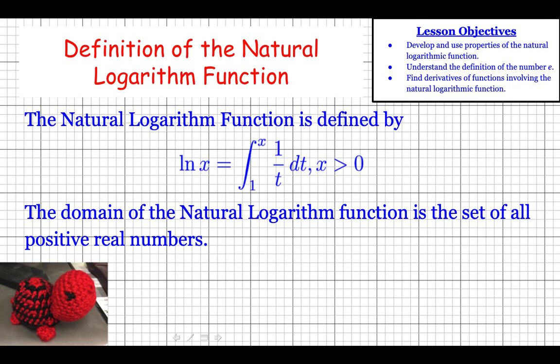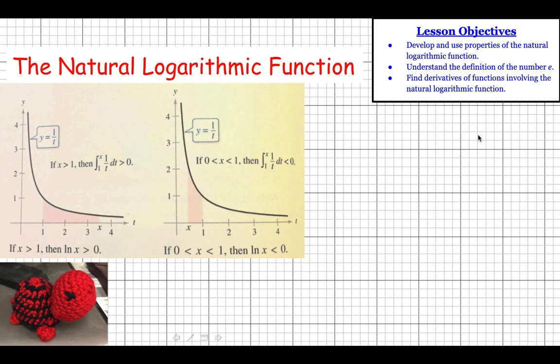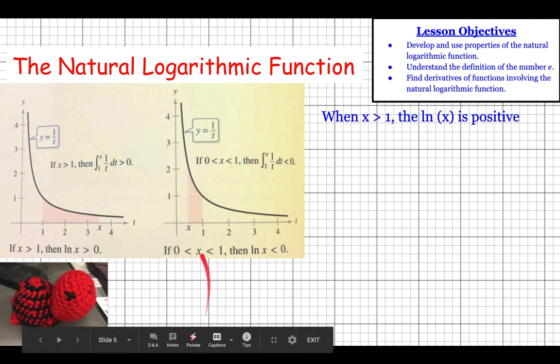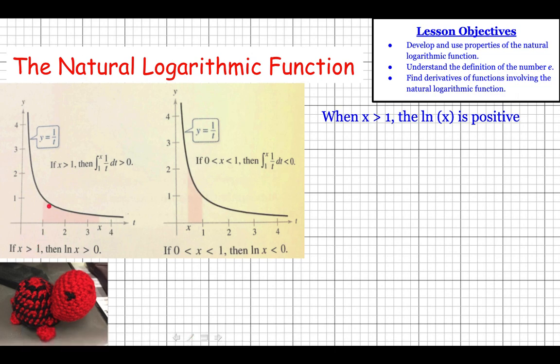Now, the domain of the natural logarithm is going to be the set of all real positive numbers. This is the graph of y equals 1 over t. If x is a number bigger than 1, then the integral from 1 to x is going to be a positive number, because 1 over t is always going to be positive as long as t is positive. So this area is going to be positive.